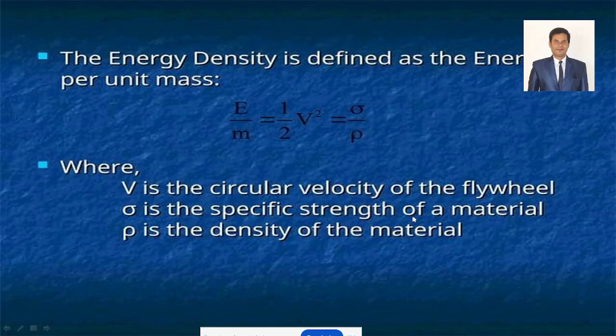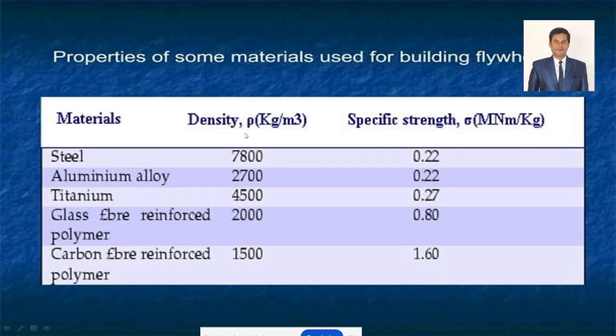Sigma is the specific strength of that composite material, and rho is the density of that material, right? Based on that, we can calculate the energy densities using the 1/2 mv² equation, right? So here we are writing E by m, which is analogous to sigma over rho, the density of that material. So these are the various materials for building flywheels, right?